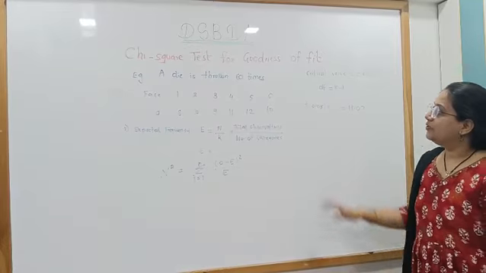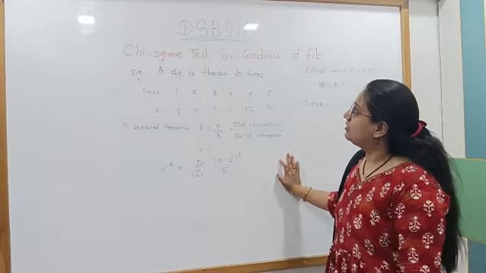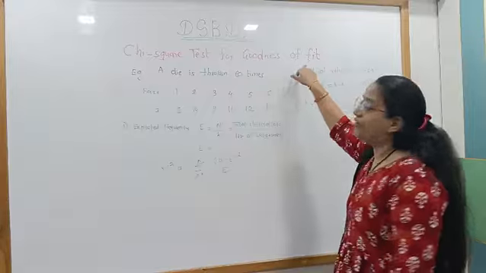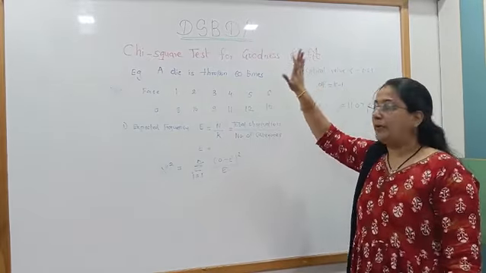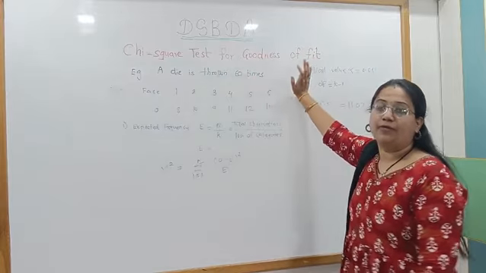Hello friends, today we learn the hypothesis test, that is a chi-square test. It has two types: chi-square test for goodness of fit and chi-square test for independence. Today we learn the chi-square test for goodness of fit.